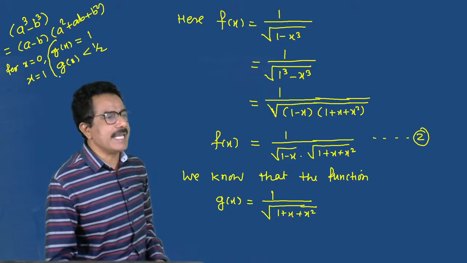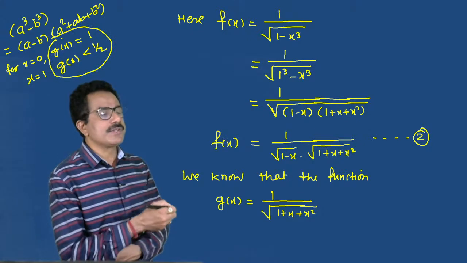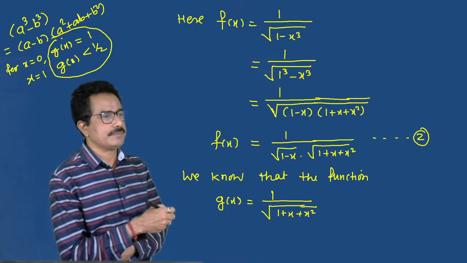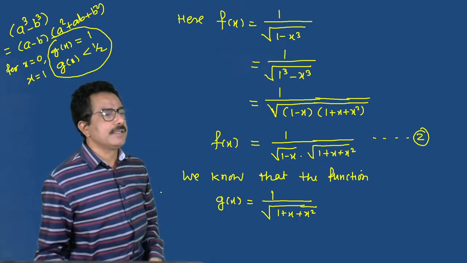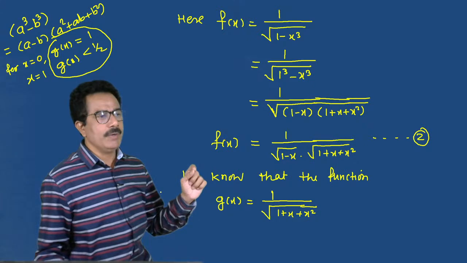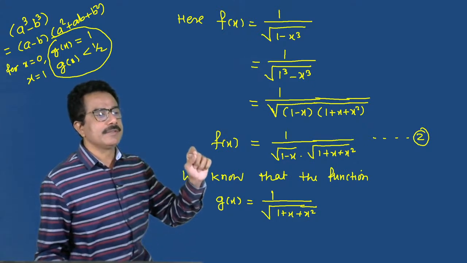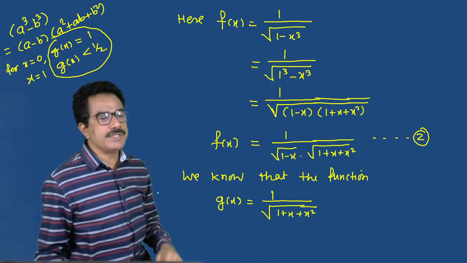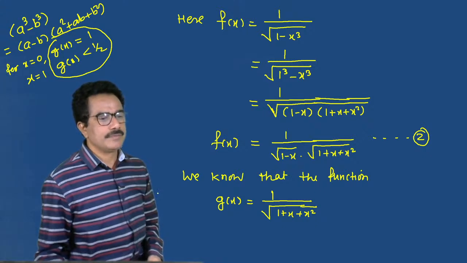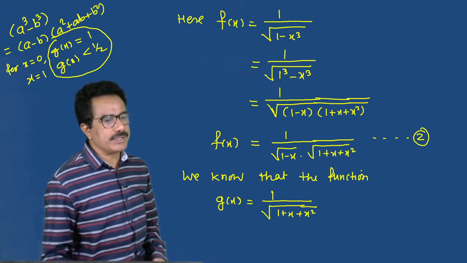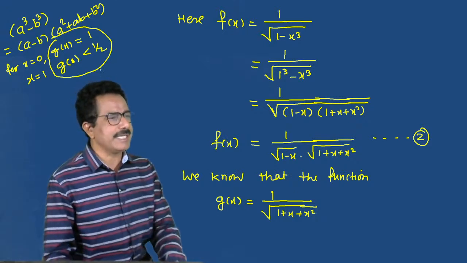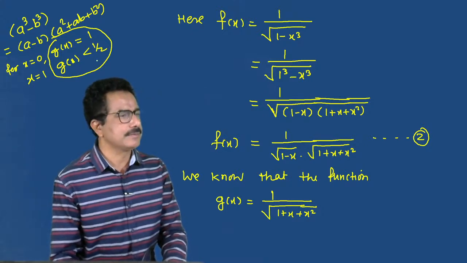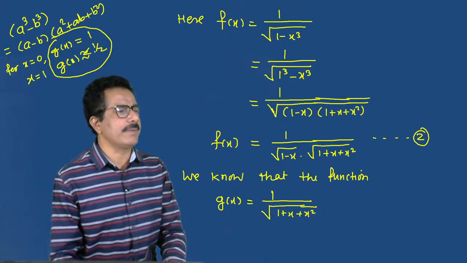So we can say that the function here, for x equals 0, gives a value 1. For x equals 2, the value of f of x is, suppose, greater than 1 by 2, nearly approximately equal to 1 by 2.